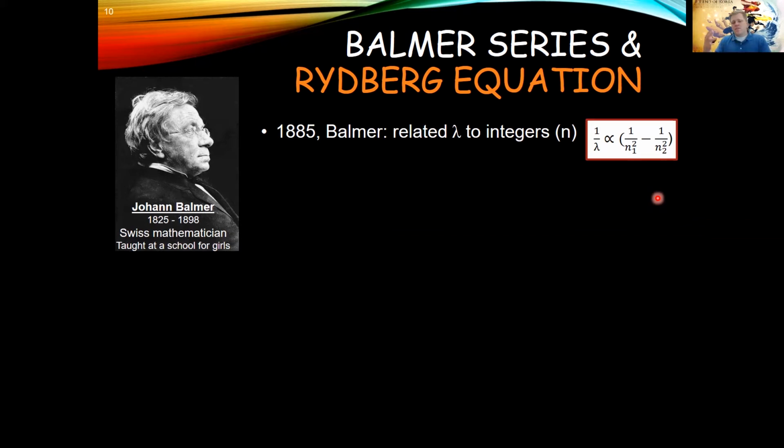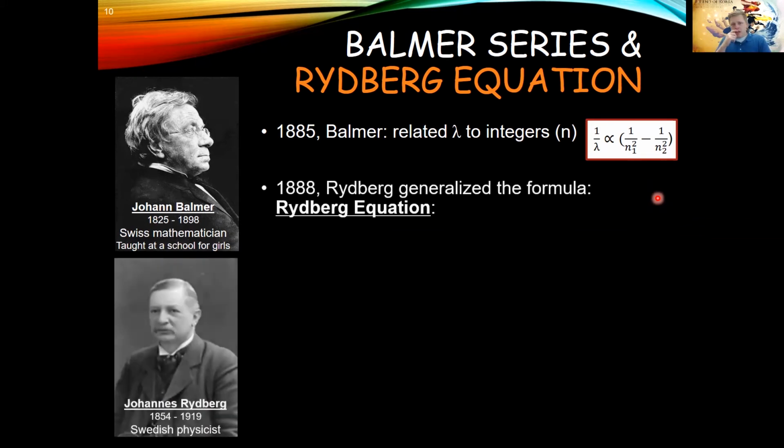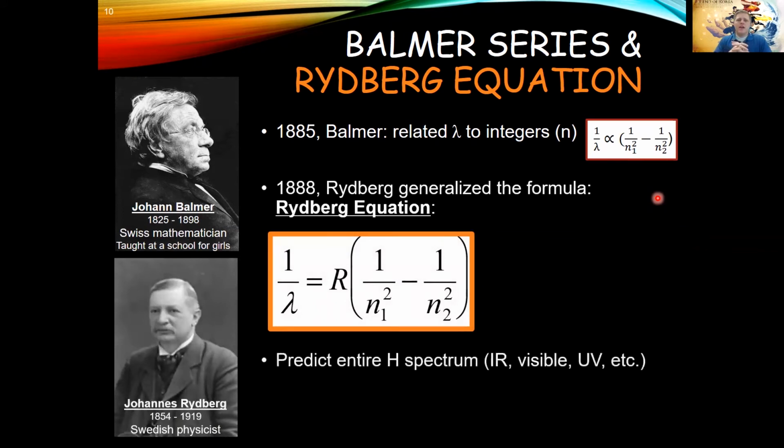He didn't get much farther. Rydberg came along a couple years later and said, hey, Balmer, why don't you throw a constant in front of that and make it the whole equation? And so what Rydberg did was he was able to calculate the actual locations of the Balmer series lines using this equation, where it related the wavelengths that appeared to individual integers and a constant, which we call the Rydberg constant.